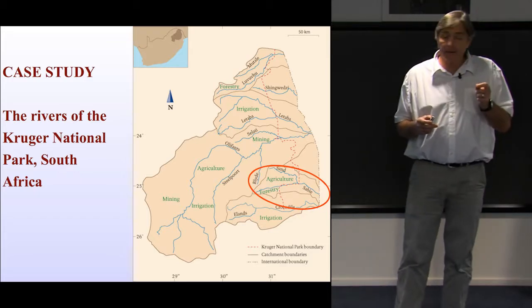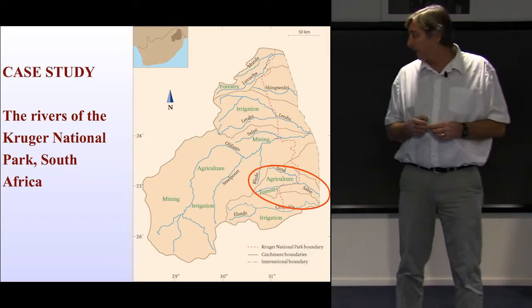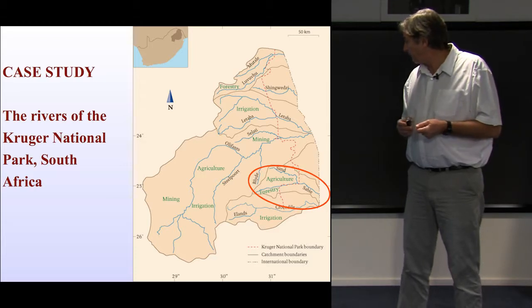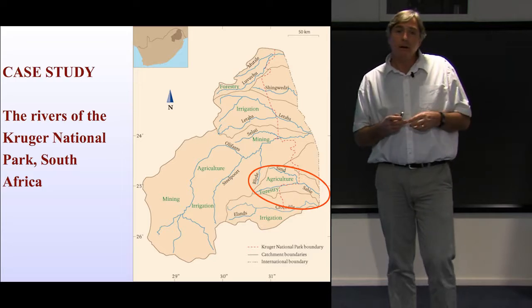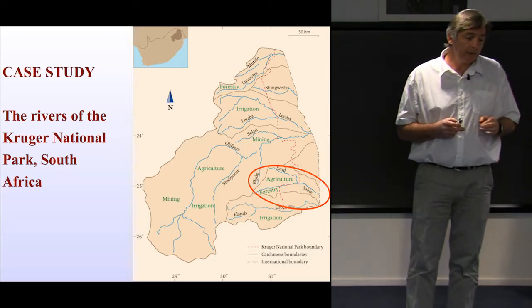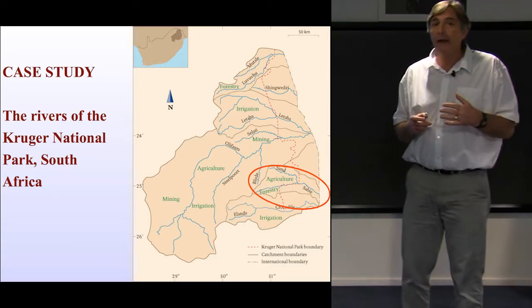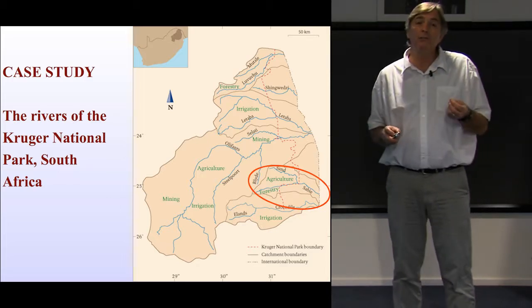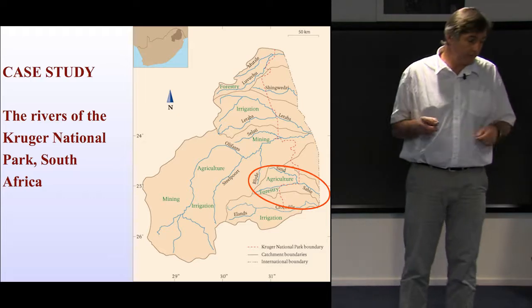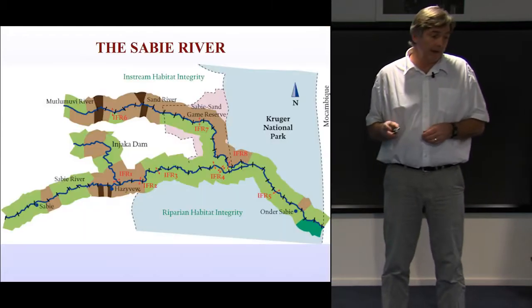Okay, and the particular river that I want to look at in detail is the Sabie River, which again rises outside the park on the Drakensberg escarpment, flows through the park, and then into Mozambique. And this was the river on which most of the research during the Kruger Rivers research program was done.